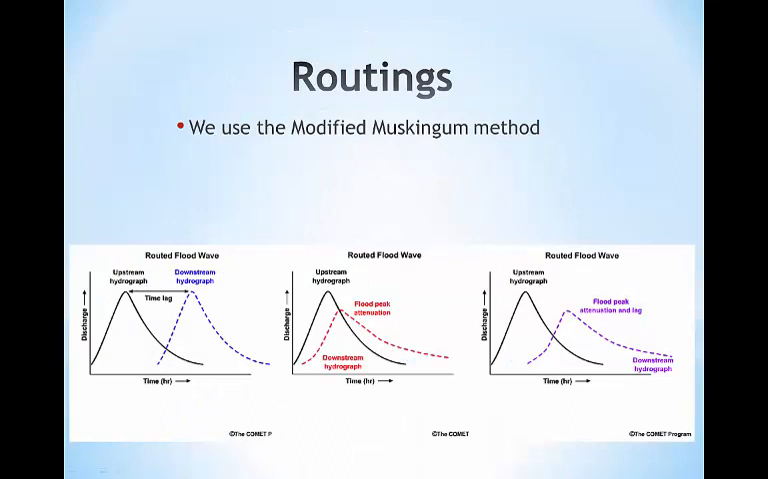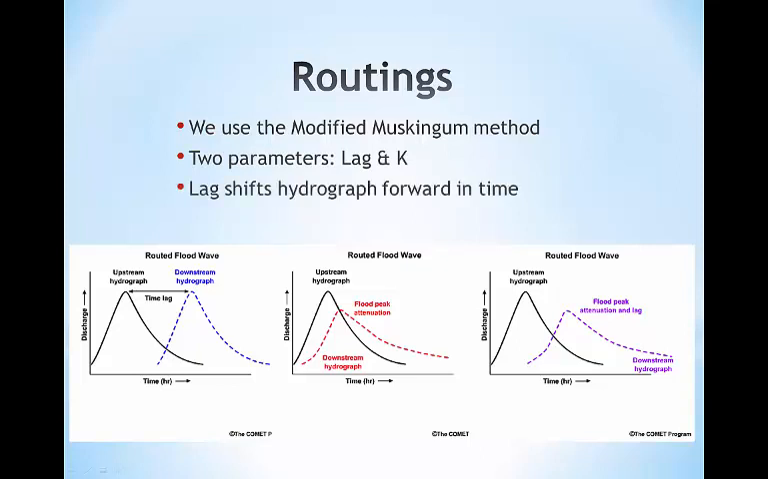River routings is how the model gets water from one point on the river down to the next. We use the modified Muskingum method. It only has 2 parameters, lag and K. K stands for attenuation. Lag shifts the hydrograph forward in time, and K, attenuation, just stretches it out.